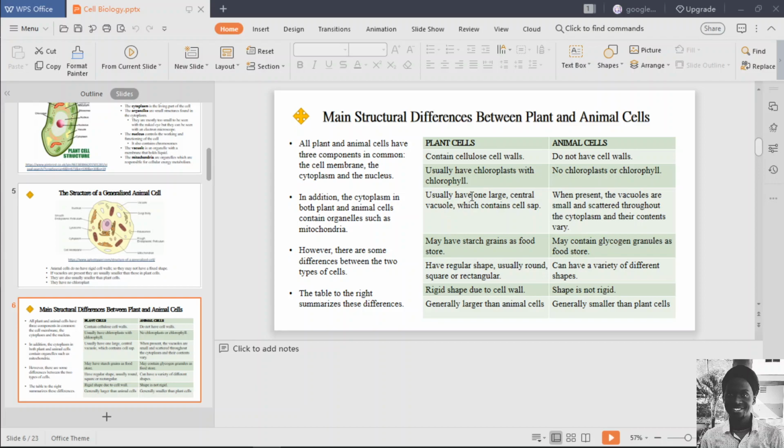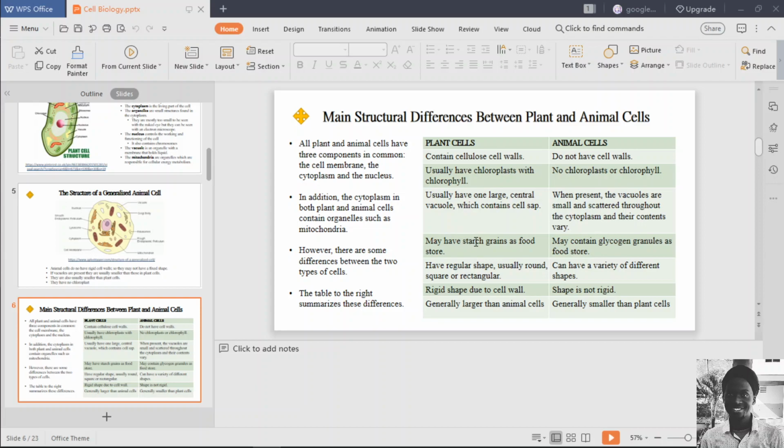Plant cells usually have one large central vacuole which contains cell sap. However, in animal cells, when vacuoles are present, they are small and scattered throughout the cytoplasm, and the contents vary. So different vacuoles may have different contents within them. Then plant cells may have starch grains as a food store. Animal cells, on the other hand, may have glycogen granules as a food store.